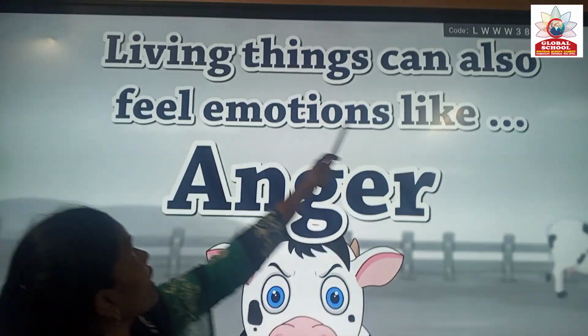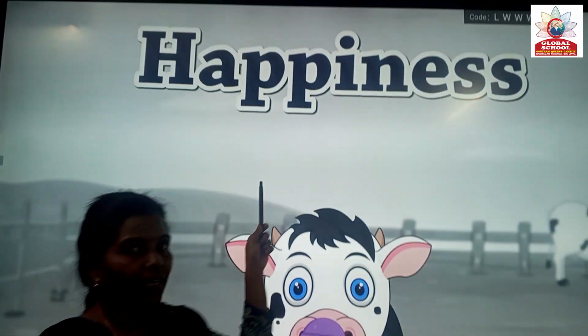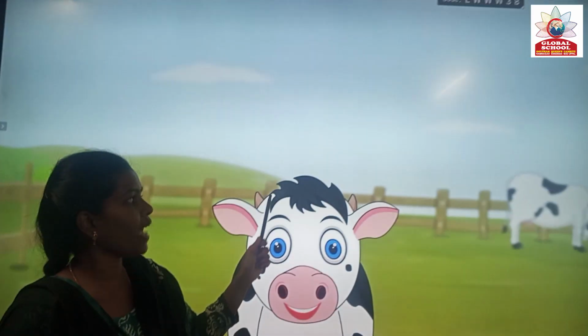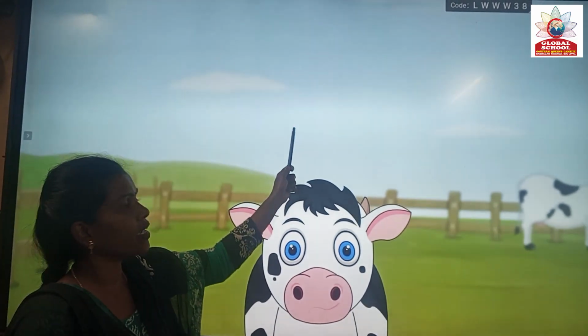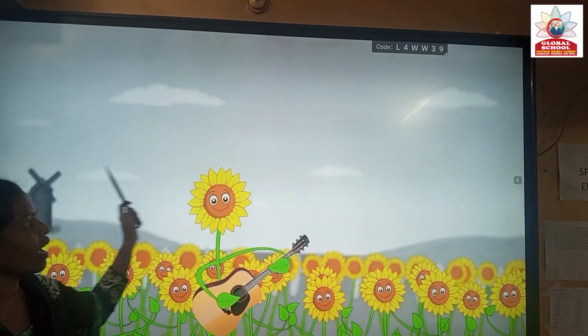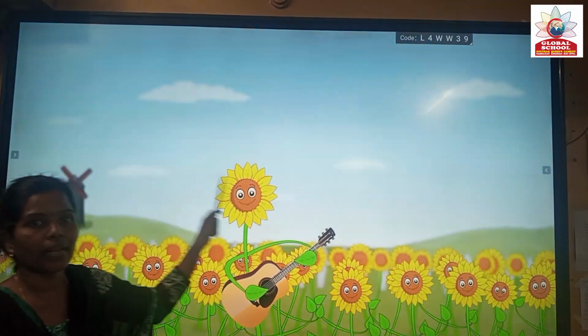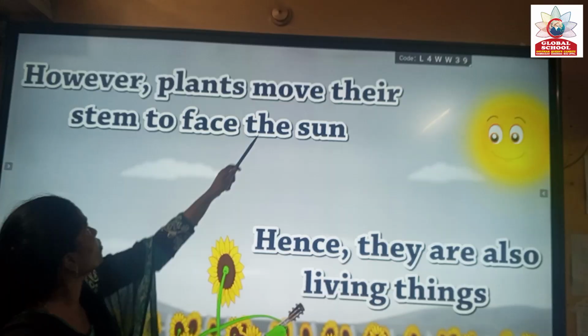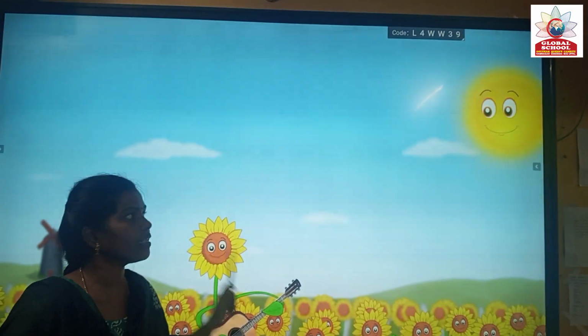Living things can also feel emotions like anger and happiness. Whenever we feel very happy, the feeling is called happiness. Animals and human beings can move from one place to another. Plants cannot move from one place to another. Plants move their stem to face the sun. Hence, they are called living things.